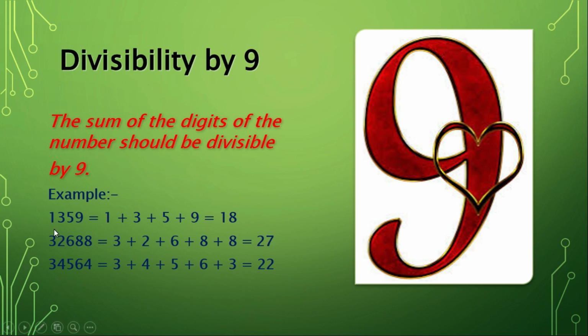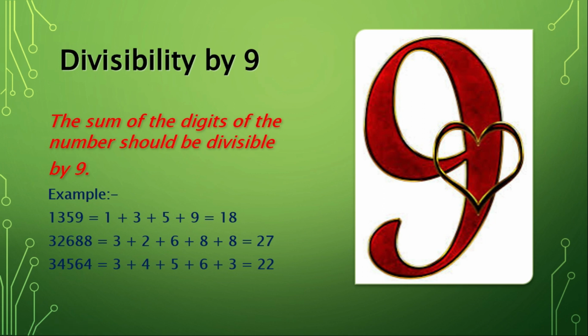It is 1359. If we add all these numbers, we will get 18 as the answer, and 18 is divisible by 9. That means 1359, if we divide by 9, we will get a whole number as the answer. Similarly, in the next one, if we add all these digits, we have got 27 as the answer. Similarly, this number is also divisible by 9. But when we add these digits together, we have got 22, and 22 is not divisible by 9. That means this number is not divisible by 9. We will definitely get some remainder.